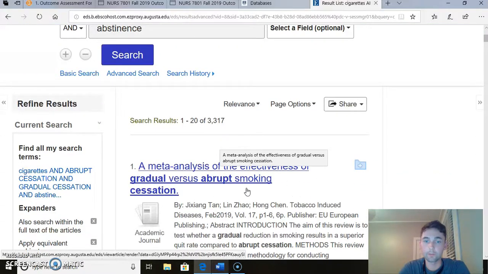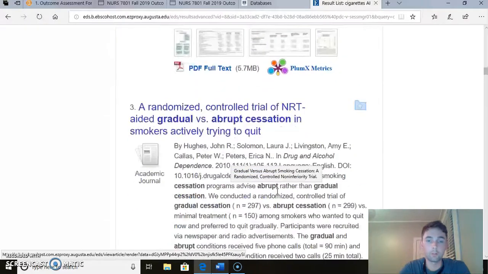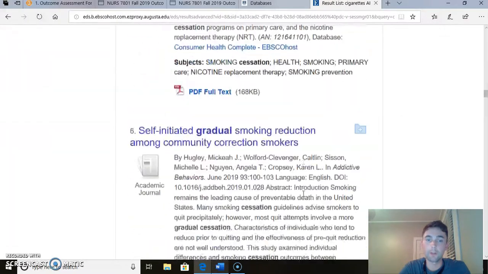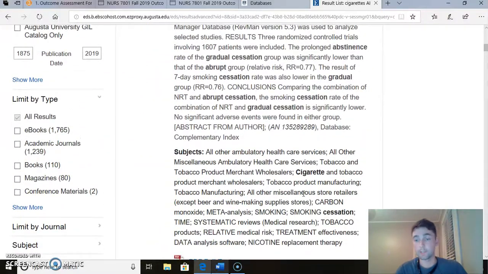Meta-analyses on the effectiveness of gradual versus abrupt smoking cessation, a randomized control trial, NRT-aided gradual versus abrupt cessation. There are thousands and thousands of level 1, level 2, and level 3 evidence that can be used for this project. Based on my search, boom, I know that this has actually been researched before, and I'm going to find great data that supports whatever intervention I am looking at.